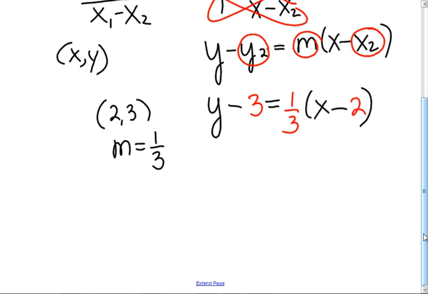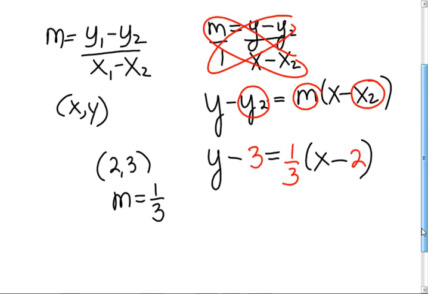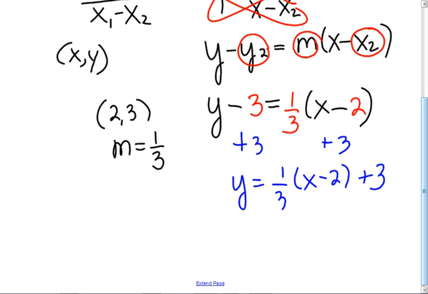Yes. You multiply m times x minus x2, which I've got on the right side here, and on the left side, I put y minus y2. It doesn't matter. I can flip the whole thing over. It doesn't make any difference. And that's all we have to do. You could solve for y by adding 3 to both sides. So y equals 1/3 x minus 2 plus 3.